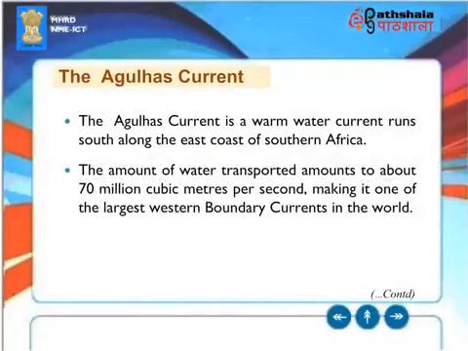The Agulhas Current. The Agulhas Current is a warm water current that runs south along the east coast of southern Africa. The amount of water transported amounts to about 70 million cubic meters per second, making it one of the largest western boundary currents in the world.